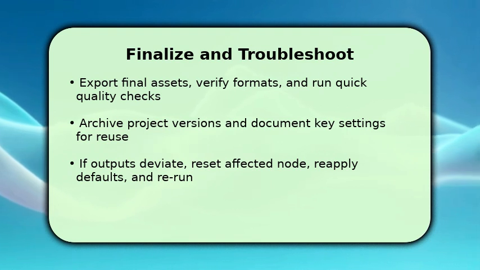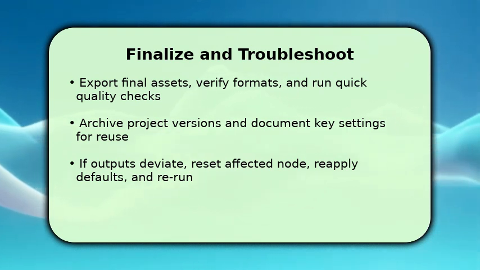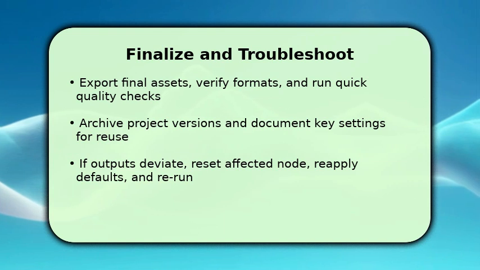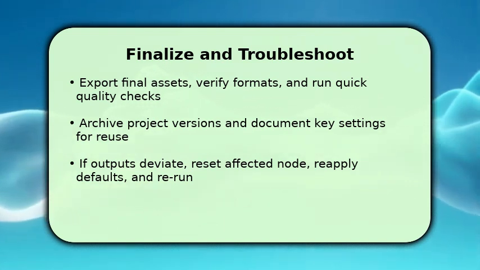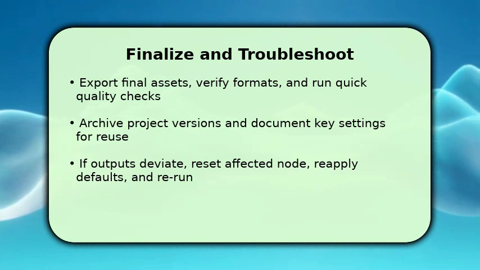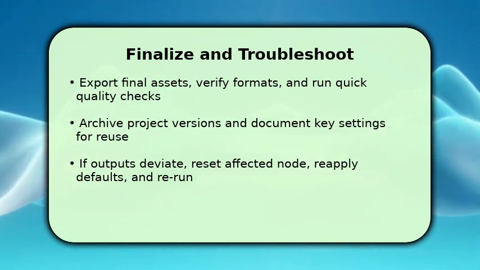If outputs deviate from expectations, isolate the affected node, reset it to defaults, reapply your tune parameters, and rerun that step. This targeted troubleshooting fixes most problems without rebuilding the whole project.